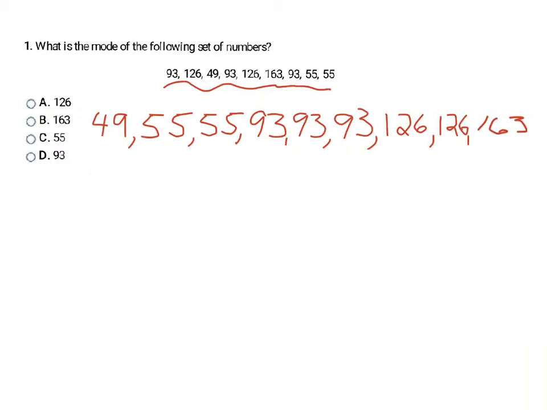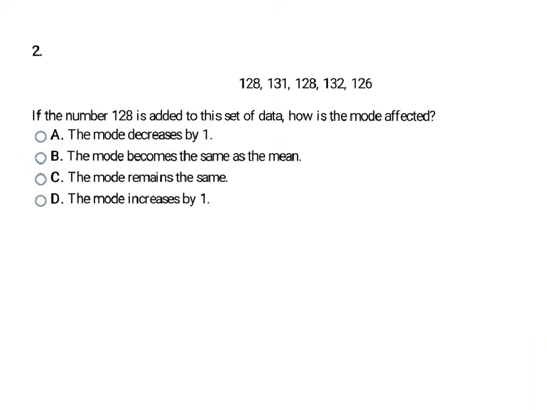Always do that double check, because if you miss one or add an extra in, it's going to mess up your whole answer. So now it's fairly easy to see 93 happens 3 times. No other number happens the same or more than that. So that means my mode, or most common number here, is going to be D.